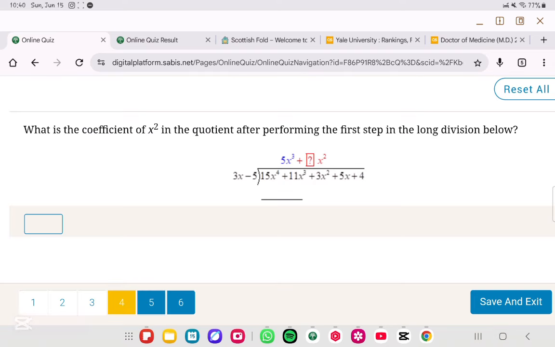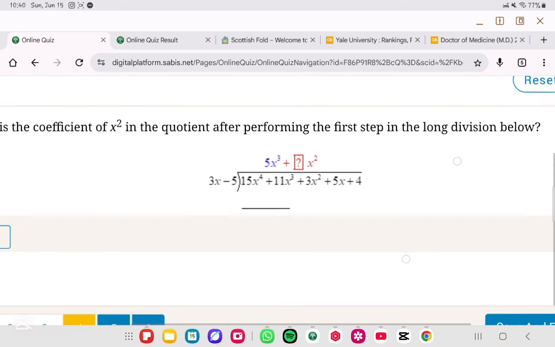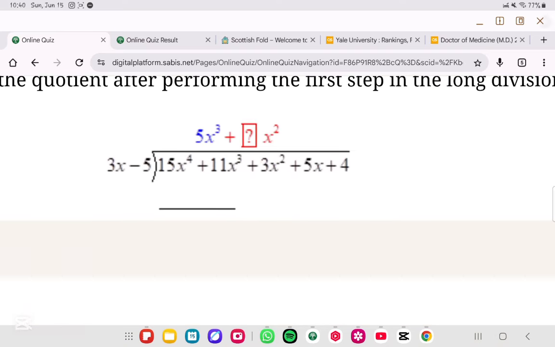We'll move on to question number 4. Here again, we need to do the division. We need to find the box. So what are we gonna do? We already took the 15x to the power of 4 plus 11x. You took the first part and you divided. So 15x to the power of 4 divided by 3x will give us 5x cubed.